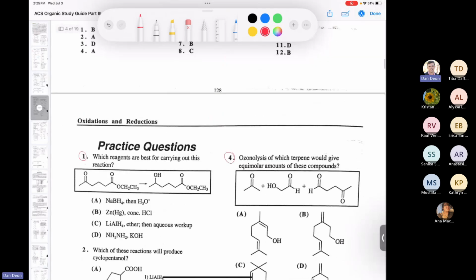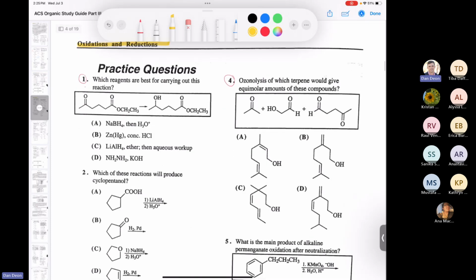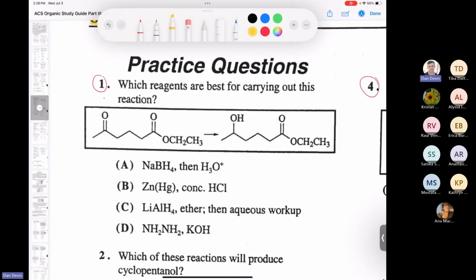So this section deals with oxidation and reduction, and we looked at a lot of oxidation and reduction in organic 2, only a tiny bit in organic 1. But in the first one, it says which reagents are best for carrying out this reaction. So we want to reduce the ketone, but we selectively do not want to reduce the ester, right? So this is an ester, and this is a ketone, okay? So does anybody remember which conditions you would use to do this? Out of these 4, A, B, C, or D, does any of these look familiar to anybody? To reduce a ketone selectively, but not an ester.